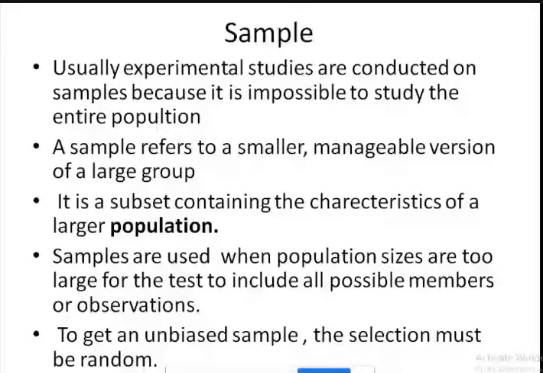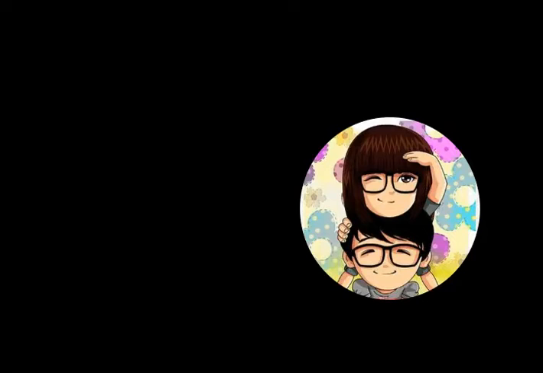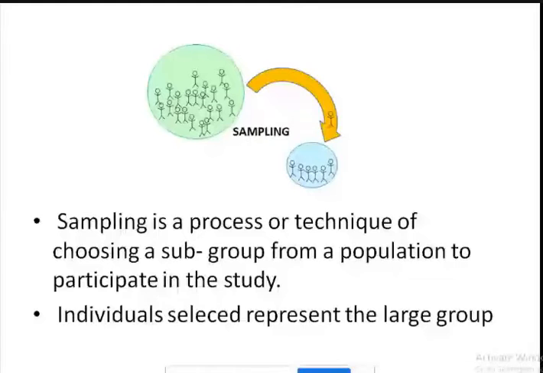This is the process of sampling. Sampling is a process or technique of choosing a subgroup from a population to participate in the study. Individuals are selected in sampling which represent the larger group.